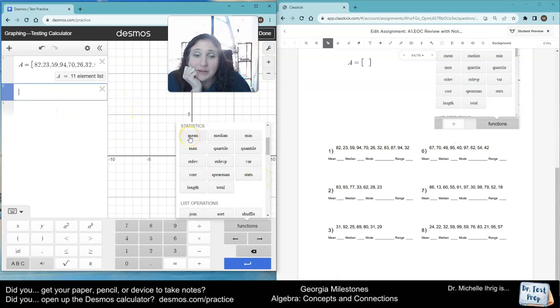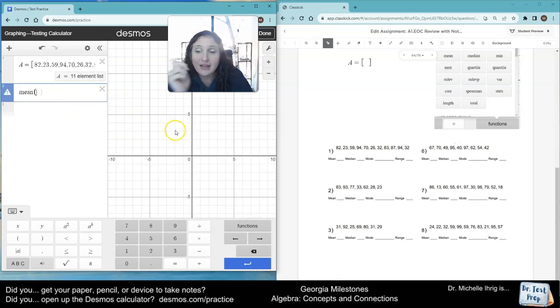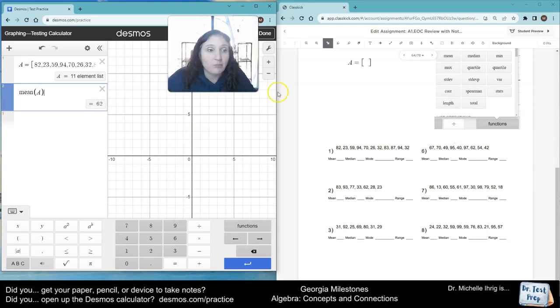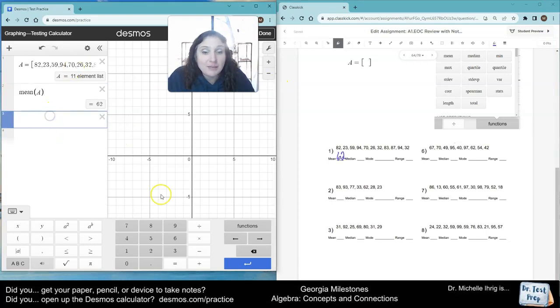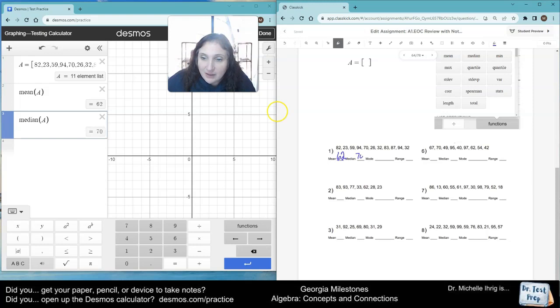I want to know the mean. So I'm going to click mean, and then inside the parentheses, I'm just going to type the letter A. Boom, it figures it out for me, 62. Let's say I need to find the median. Functions, median of what list? Letter A. My median is 70.